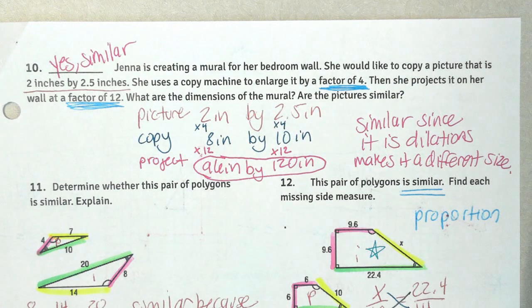Unless, obviously, your scale factor is 1, then it stays the same, then it would be congruent.